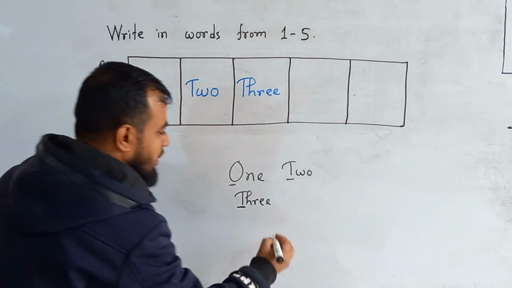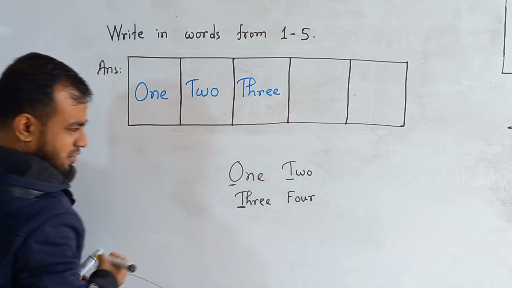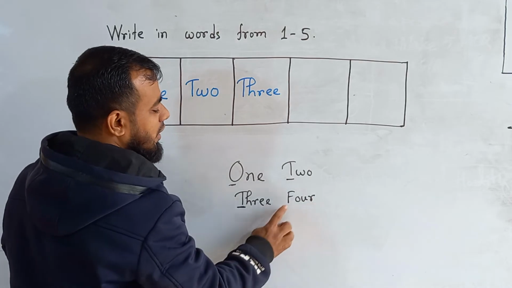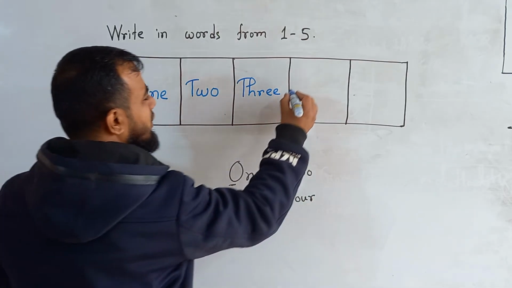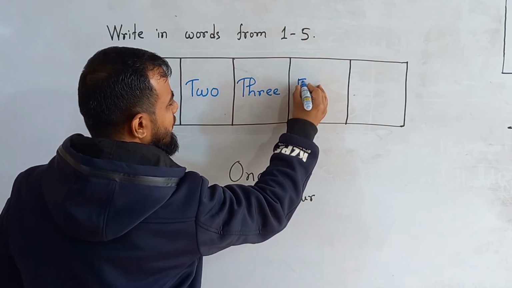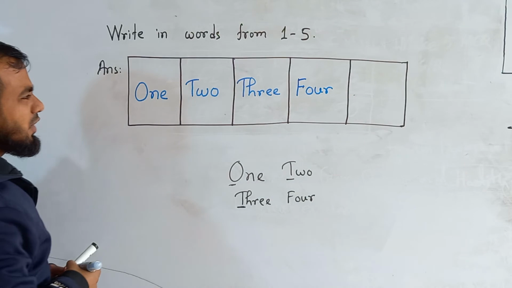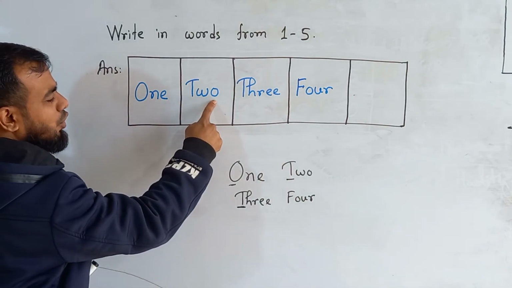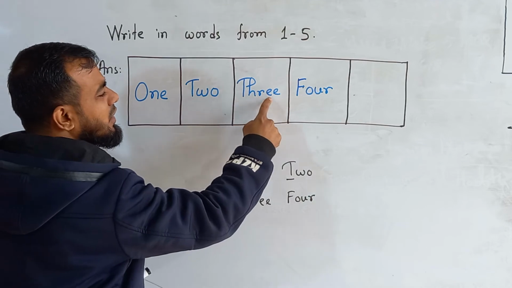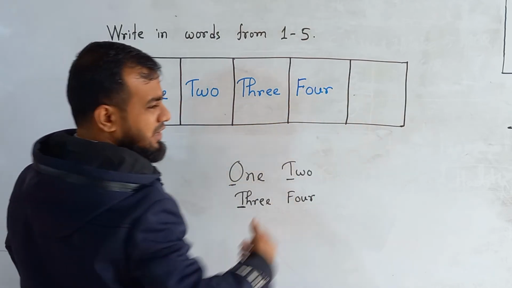The spelling of 4 is F-O-U-R, 4. The spelling of 4 is F-O-U-R, and again remember the first letter will always be capital. So you should write down here 4. So O-N-E, 1, T-W-O, 2, T-H-R-E-E, 3, F-O-U-R, 4, and the next number is 5.